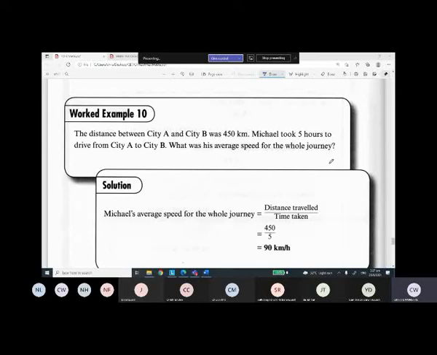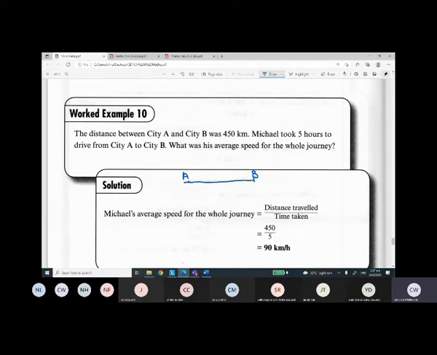So now you look at this question. The distance between city A and city B, A can be Singapore and B Kuala Lumpur in Malaysia. Between A and B, I'm going to draw the distance between these two, which is 450 kilometers. So this is the distance, D. D is equal to 450 kilometers.